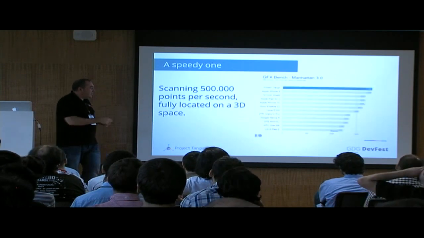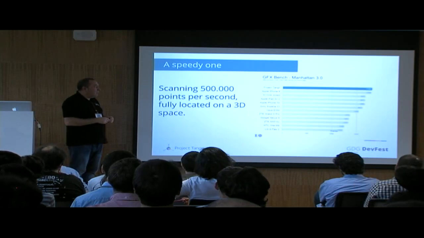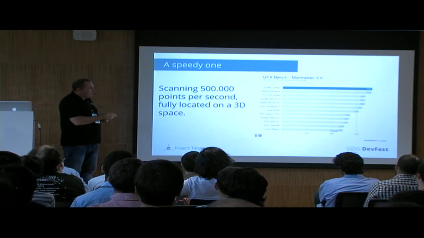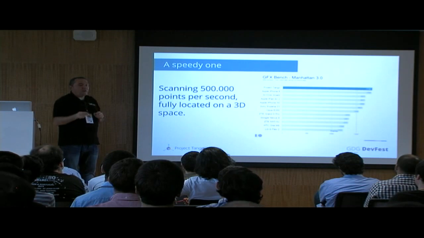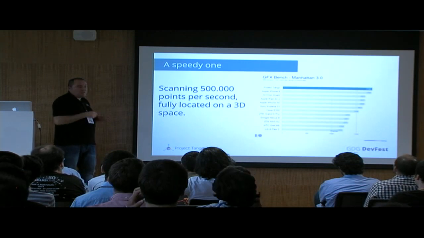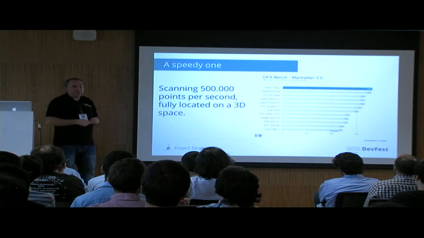This is not updated because you know you have another 6S phone from Apple, but Tango is the fastest on the market because it is scanning 500,000 3D points, fully located, every second. That's a lot of information. For this reason, we need a lot of memory and also a lot of power. Okay.